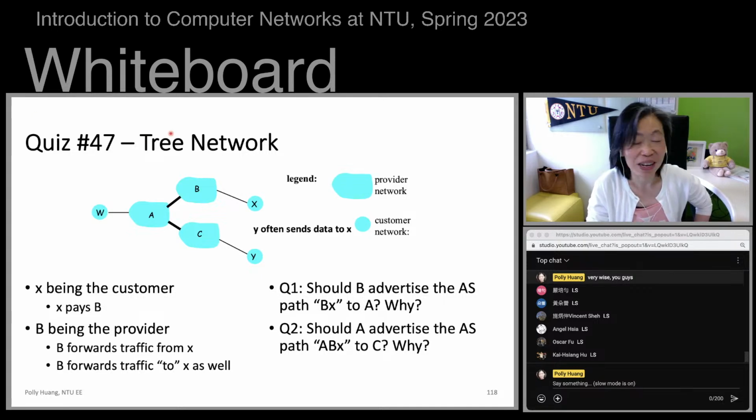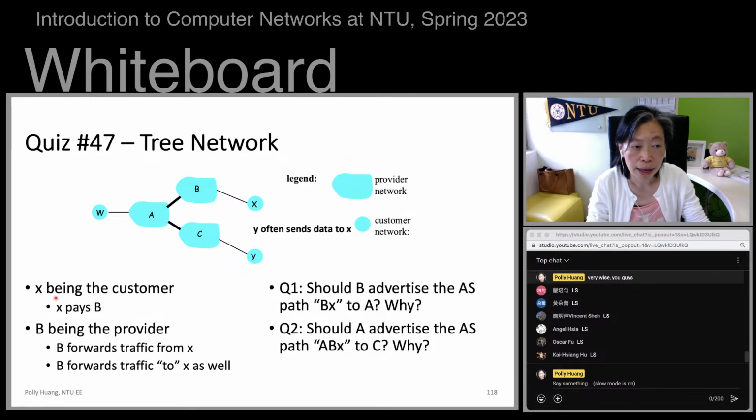All right, the first one is the easiest one. You see that we have a network here. It's actually easier than the example in the video, isn't it? Similarly, we have A, B, C being the provider networks, and X, Y, W being the customer networks. For quiz 47 all the way to 50, Y here often sends data to X.